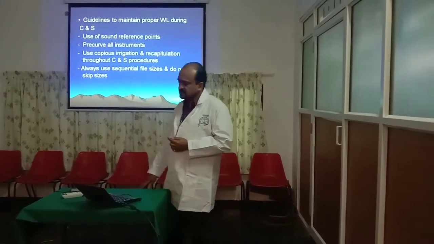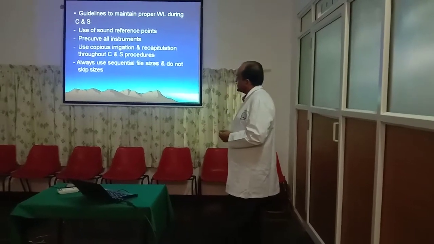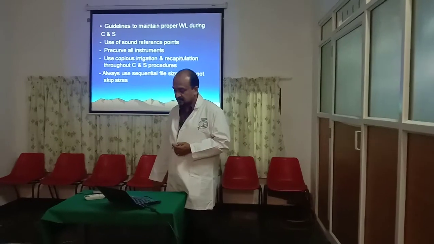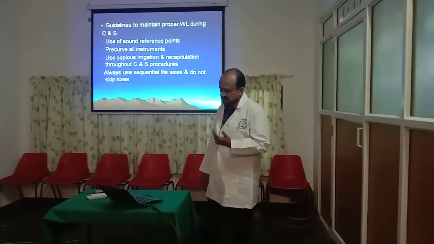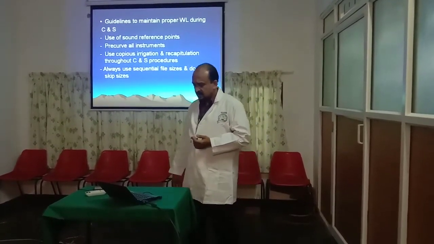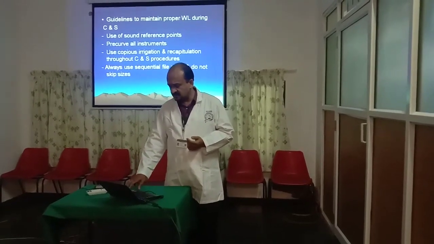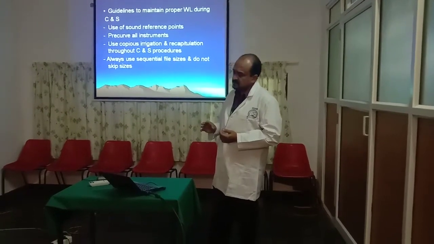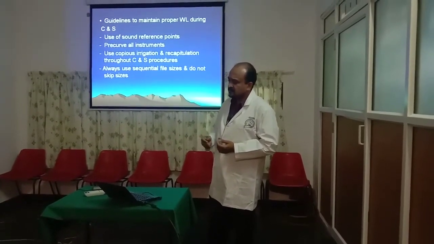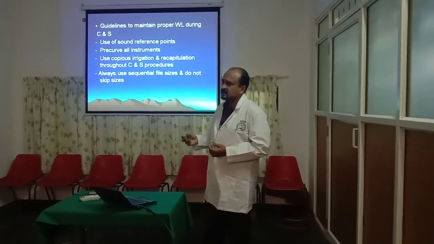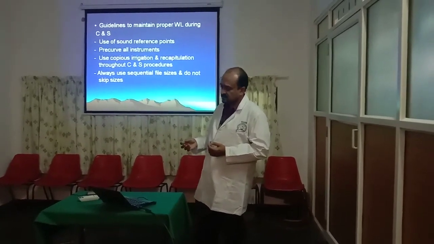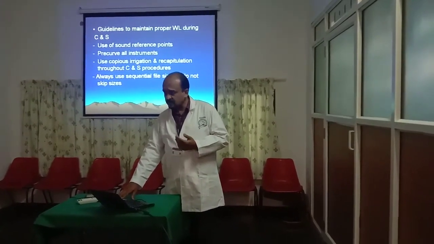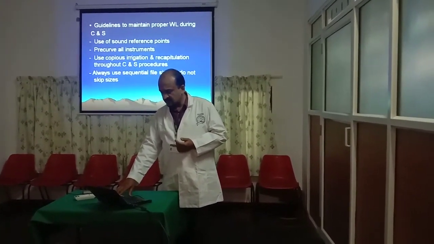Next is, use copious irrigation and recapitulation throughout your cleaning and shaping. That is very important. After each file, you are supposed to irrigate the canal. Recapitulation is important. Use the smaller instrument, clear the canal. Then always use sequential files. I said, do not skip files, because that is also important. After using a 20 size file, you are supposed to use 25. But somebody who wants to finish fast may skip files. That will end up in loss of working length. Then you will be spending more time to clear it. So always stick to the guidelines.